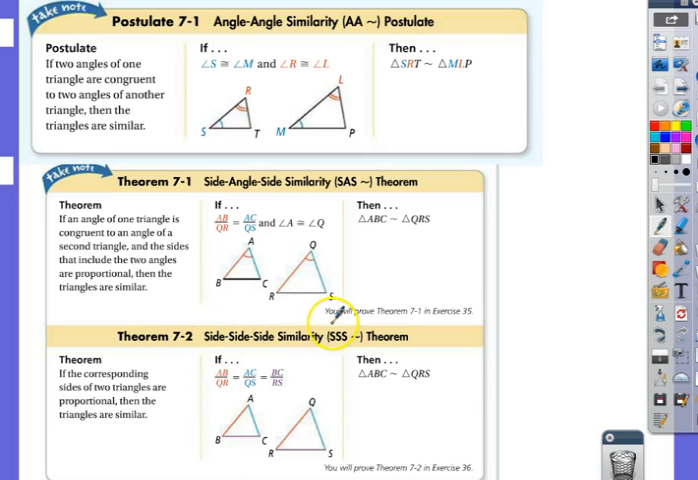And then finally we have the side-side-side similarity, which says that if all the sides are proportional, if you have an extended proportion, then the triangles are similar. So two angles, they're similar. All three sides, they're similar. Or two sides proportional and an included angle, they're similar. Does that make sense? This came off page 450 and 451 if you want to go back and look at these charts.